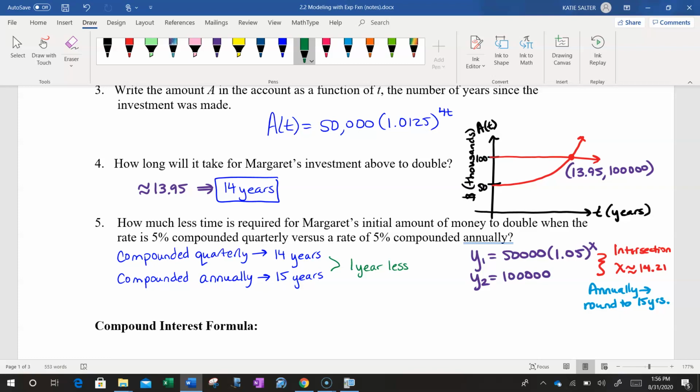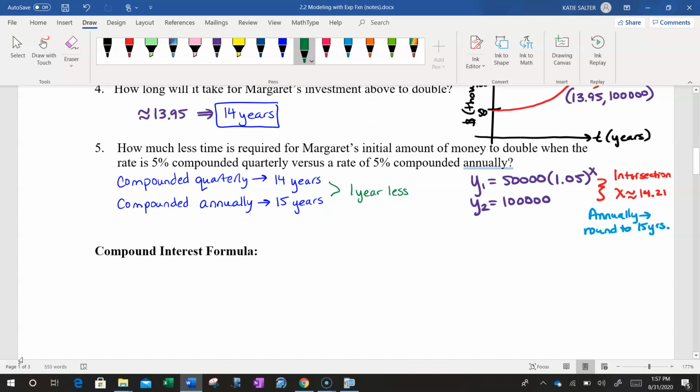So for compounded quarterly, it took 14 years. Compounded annually, it took 15 years. So you can see there's a difference of a year. And that's why it's important to shop around. The more they are going to compound your money, the better off it is for you, because then you're getting a little piece of that interest throughout the year, and you're not having to wait till the end of the year to collect any of your interest. And obviously, as you have more money in there, then the next time you're earning interest on that interest, not just the principal amount. So what is our compound interest formula?